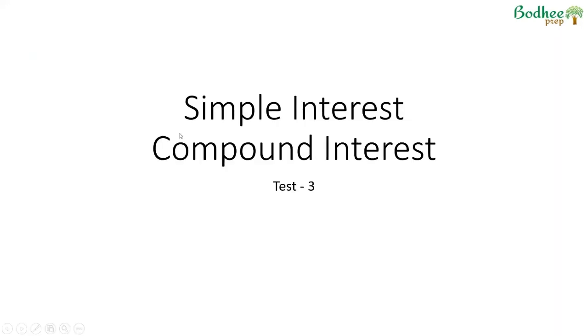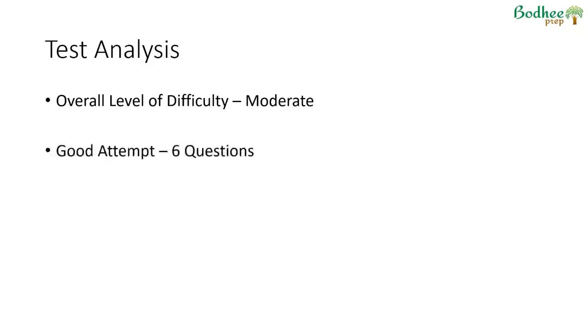Now, this test is on simple interest and compound interest. This is test 3, as mentioned in the app. In terms of level of difficulty, the test was about moderate level of difficulty. Number of good attempts would be net 6 correct.